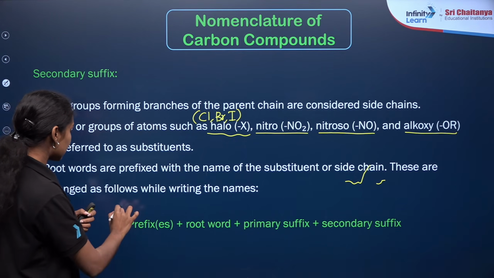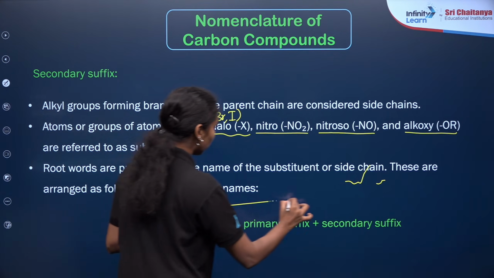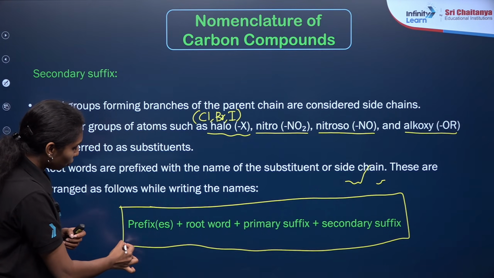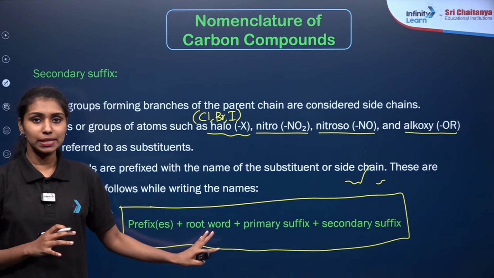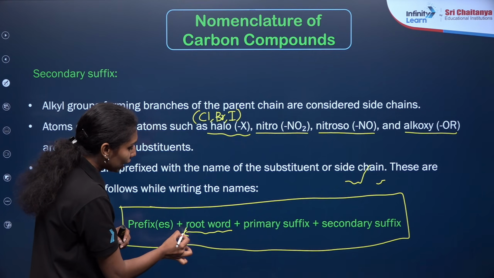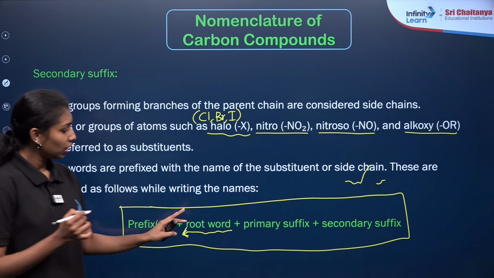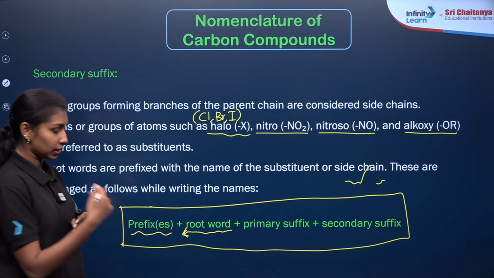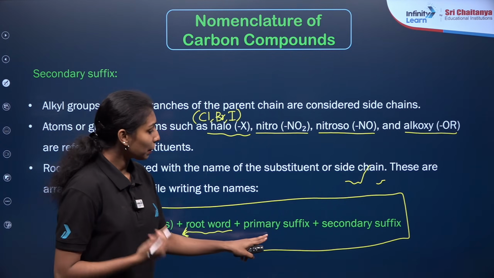So this is our major rule to find out the IUPAC naming of any compound, right? What we need to do first is identify the longest carbon chain. From that you will get the root word. Then, if you have any alkyl groups or other groups on the branched chain, you need to give them as the prefix, right? Prefix. Then you need to give the primary suffix.